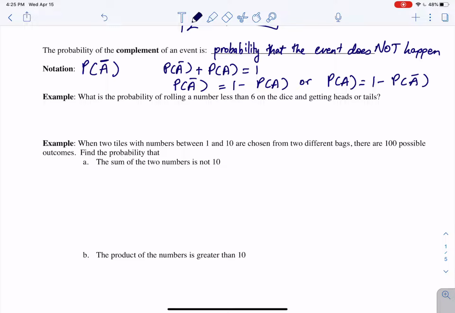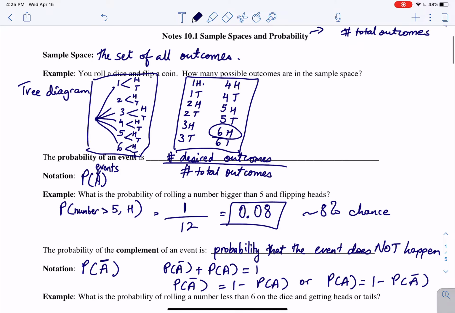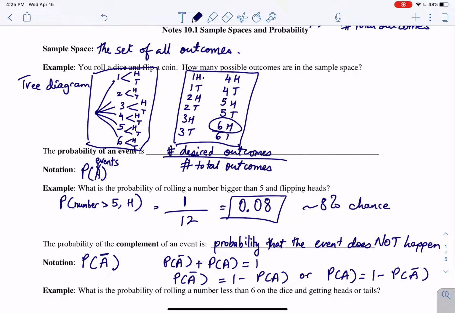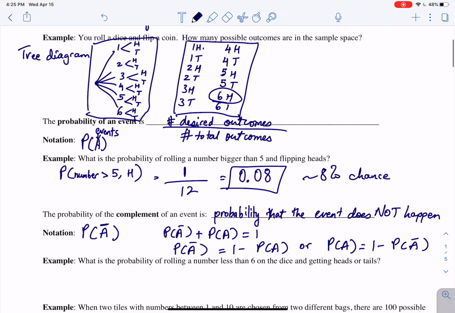So now we look at another example. We want the probability of rolling a number less than 6 on the dice and getting heads or tails. So if I go back to my sample space, so less than 6, there's a lot of these, right? There's the 5 tails, 5 heads, 4 tails, all of those things. So I can either just count all of that up. And if I count all of that up, I get 1, 2, 3, 4, 5, 6, 7, 8, 9, 10. So probability of rolling less than 6 and then getting heads or tails would be 10 different outcomes out of 12. Or I can do it using the complement.